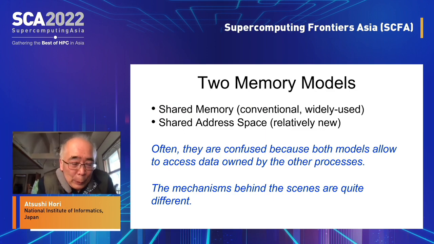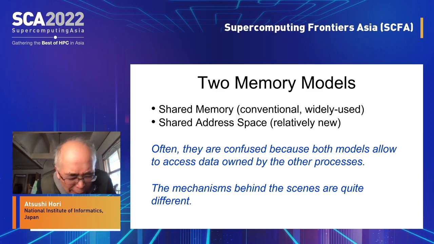There are two memory models. One is shared memory, and the other is shared address space. Shared memory is widely used, very well used in the implementation of internal communication of MPI. But there is another memory model, shared address space, which is relatively new. Many people are confused between those two models because both allow access to data owned by other processes, but the mechanisms behind the scenes are quite different.